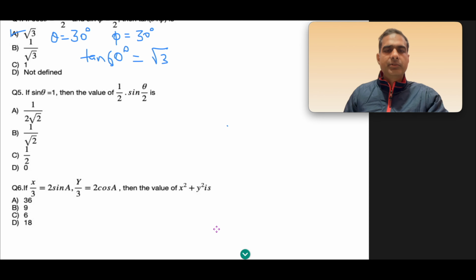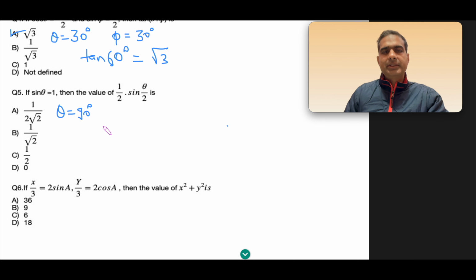Moving to question number 5. If sine theta is equal to 1, then the value of half of sine theta by 2 is asked. Again, they just want us to remember the values of sine, cos and different trigonometric quantities at different values of the angle. So sine theta is equal to 1. From here we can figure out theta is equal to 90 degrees.